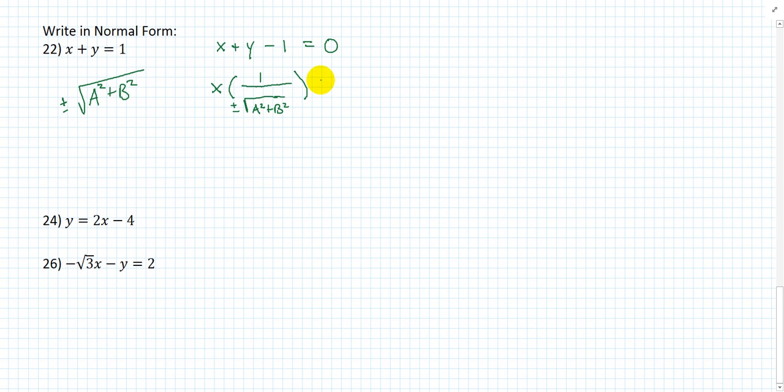I'm going to do this in kind of a couple steps so that you can see it. And this is going to be 1 over plus or minus square root of a squared plus b squared, and then minus 1 over the square root of plus or minus a squared plus b squared. Okay, so a squared plus b squared comes from the x and the y as long as they're on the same point. So that would be 1 and 1. So 1 squared plus 1 squared is really 1 plus 1 or 2.